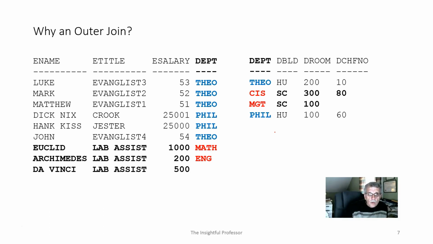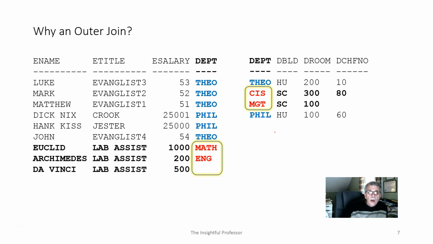What I've indicated in red shows us some interesting stuff. Notice that in the staff table, there is an employee assigned to math, an employee assigned to engineering, and then Da Vinci has a null department. There is no match for something being equal to math or engineering, and of course nothing would be considered equal to null.